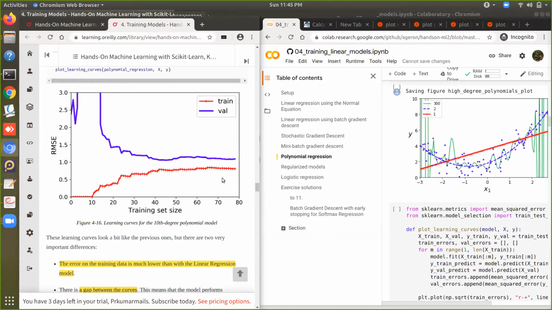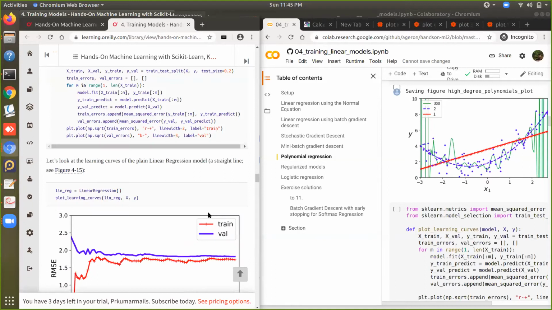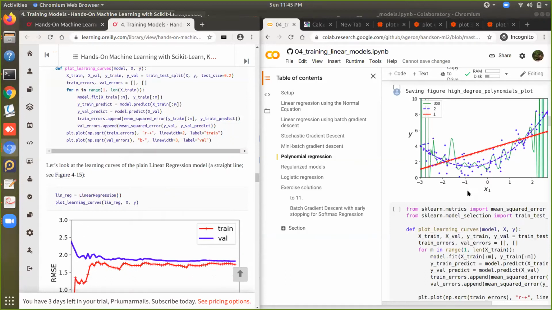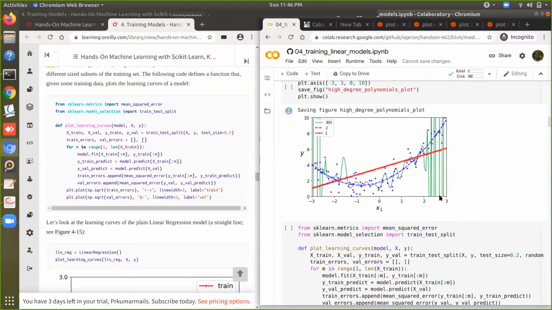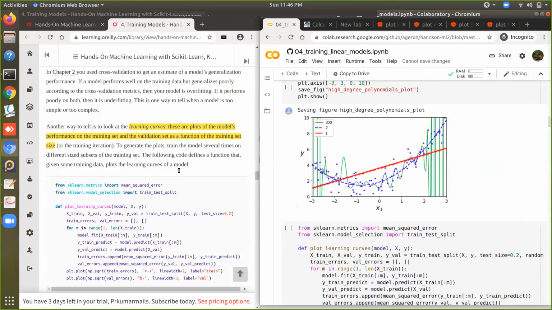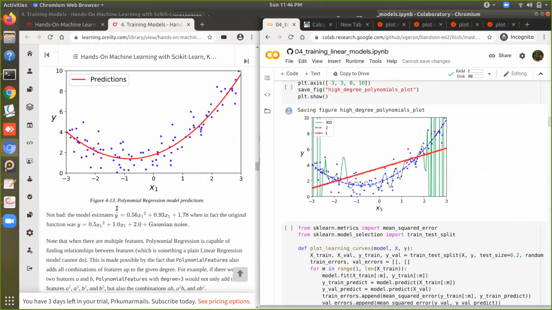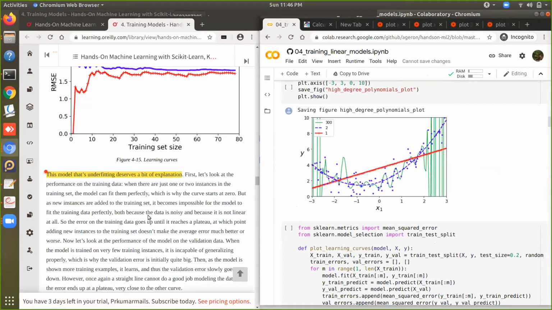Go up a little bit, please. A little bit more. Right there. It's the code block right above the plot, above figure 4.16. Yes, now it's on screen. So you can see he's calling the code block above 4.16.